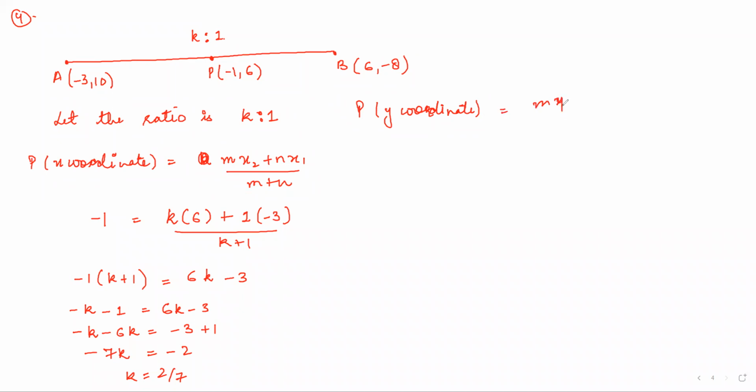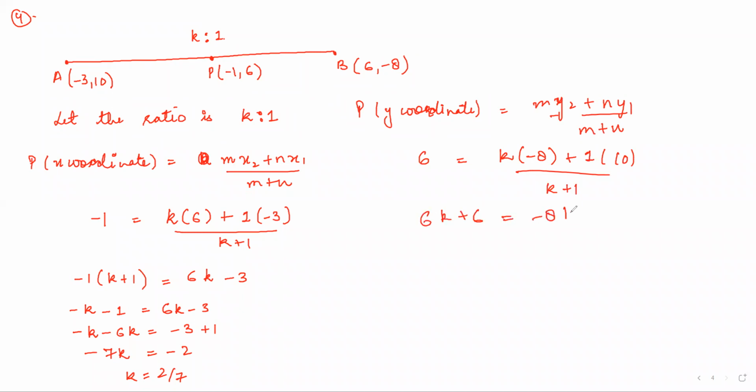So m into, sorry, y2 plus n into y1, divided by m plus n. Now the y coordinate 6 is already given. So k into y2 is minus of 8, plus 1 into 10, and divided by k plus 1. So cross multiply. So 6k plus 6 is equal to minus of 8k plus 10. Now 6k plus 8k, how much? 14k, and 10 minus 6 will be 4. So k is equal to 2 by 7. Got it? Yes. So the required ratio is 2:7.